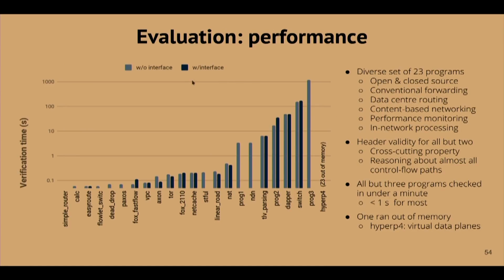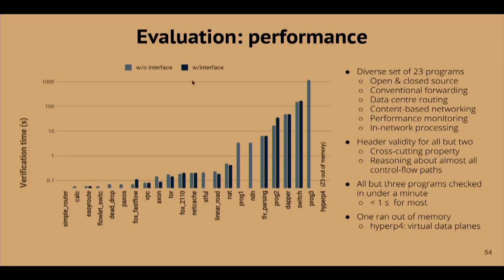To evaluate the performance of P4V, we ran it on all the programs we could find. And we ended up with a diverse set of programs. Some of these were open source and some were proprietary. This plot shows the running time for checking header validity. The individual programs are lined up on the horizontal axis, and on the vertical axis, we have the running times in log scale. The light blue bars give verification times for just the programs without a control plane interface, and the dark blue bars give the times for verifying with a control plane interface.